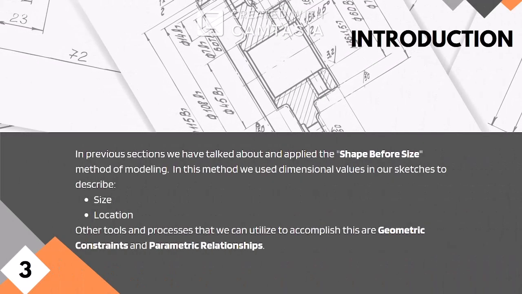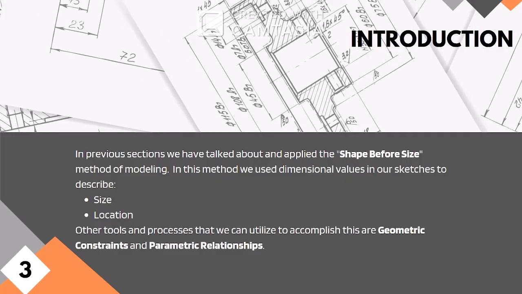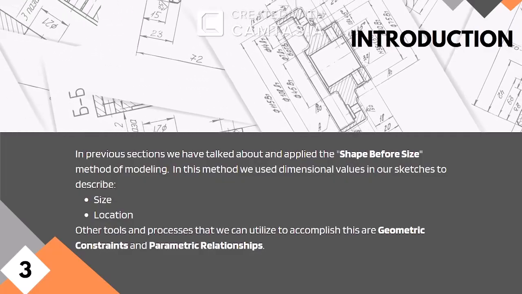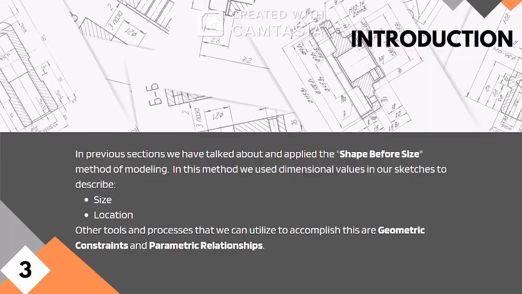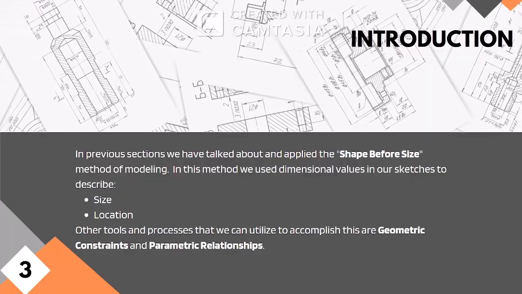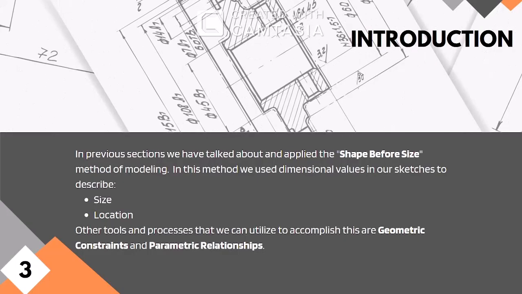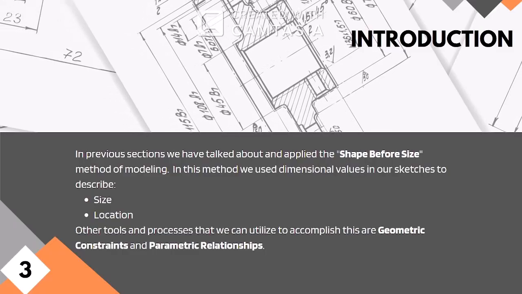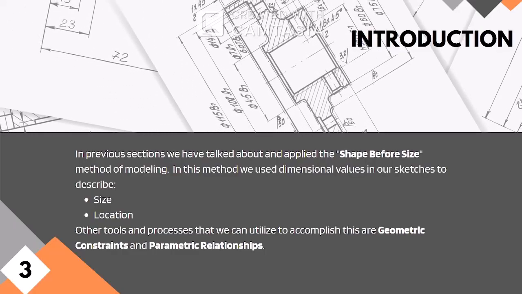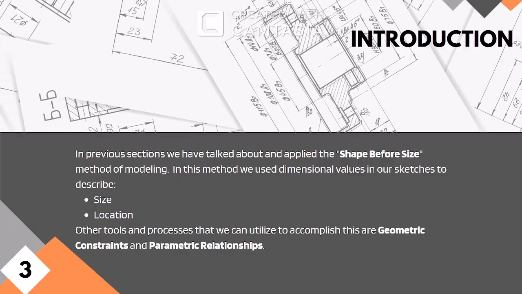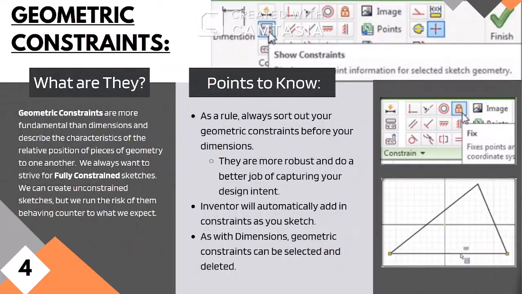So in previous sections, we have talked about and applied the shape before size method of modeling. In this method, we use our dimensions in our sketches to describe size and location for our features. Well, we also have other tools known as sketch constraints or geometric constraints within our sketches that we can use to also help lock down our sketches. So geometric constraints, what are they? Essentially, they are relationships between the features we have in our sketches, and they help us obtain that fully constrained sketch that we're trying to find in our sketches.